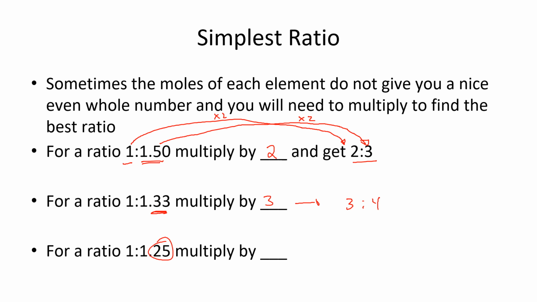If you get something that's in the quarter range here, you're going to multiply that by 4 and you'll end up with a 4 to 5 ratio. So just have a look at what multiple you could use for the fractional component of the ratio in order to make it a whole number. Usually it won't be much more than 2, 3, or 4.